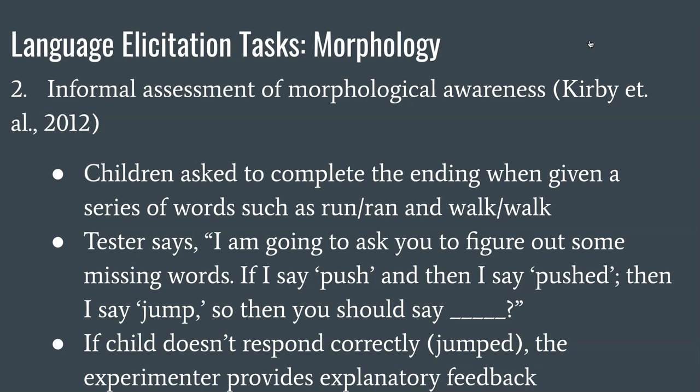We can also do informal assessment of morphological awareness in other ways. Children are asked to complete the ending when given a series of words, such as run, ran, walk, walked. Right? The tester says, I'm going to ask you to figure out some missing words. If I say push and then say pushed, then I say jump, so you say blank. If the child doesn't respond correctly with jumped, the experimenter provides explanatory feedback. So again, do you know the rule here?